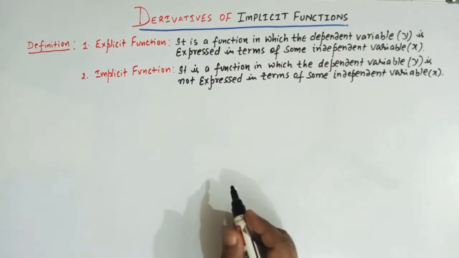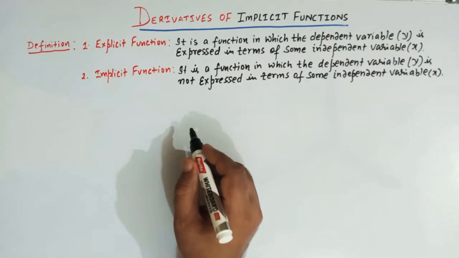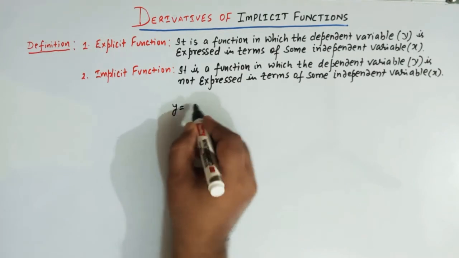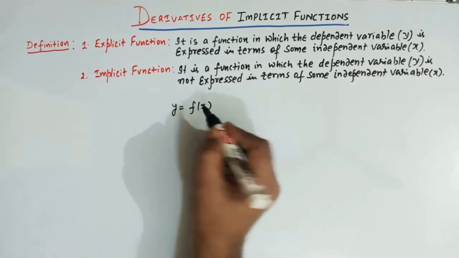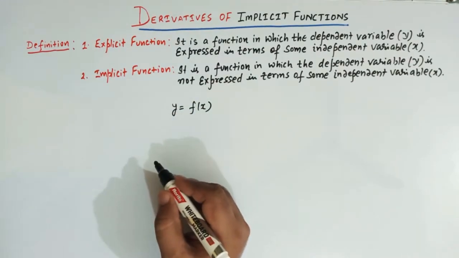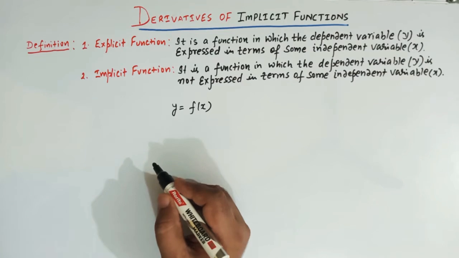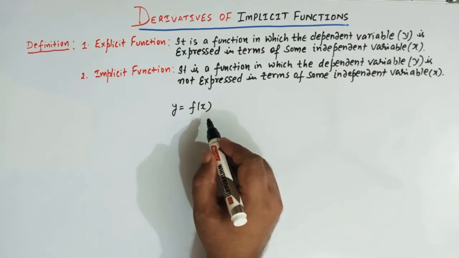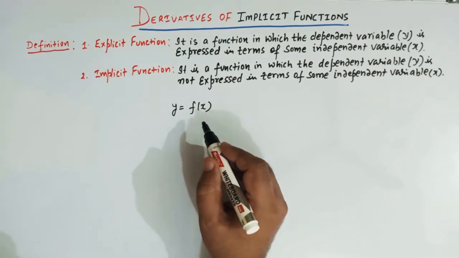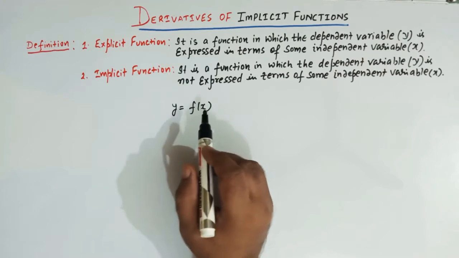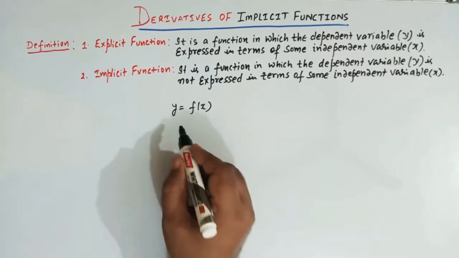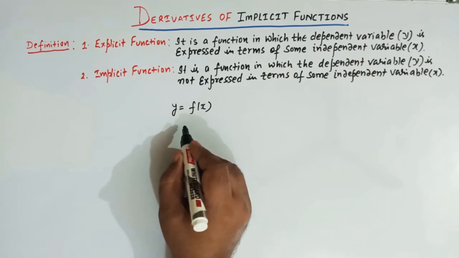Now, sometimes the functions are given not in the form of y is equal to f(x), but in a more complicated form in which it is impossible to express y explicitly in terms of x, and such functions are called implicit functions, right? So here let us take an example.